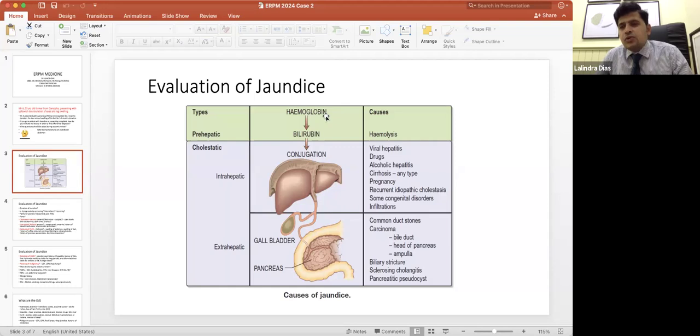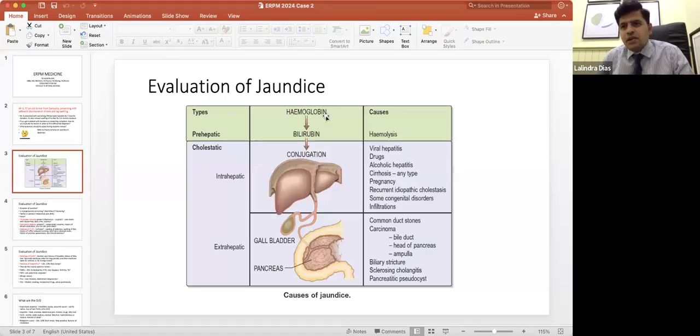It's the red cells. During the red cell breakdown, or what you call hemolysis, it can occur in the spleen or within the blood vessels. If it occurs in the spleen, we call it extravascular hemolysis. If it occurs within the blood vessels, we call it intravascular hemolysis.